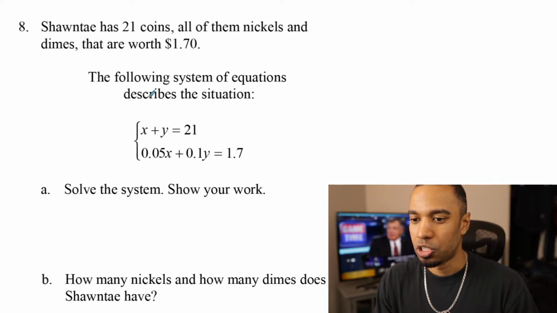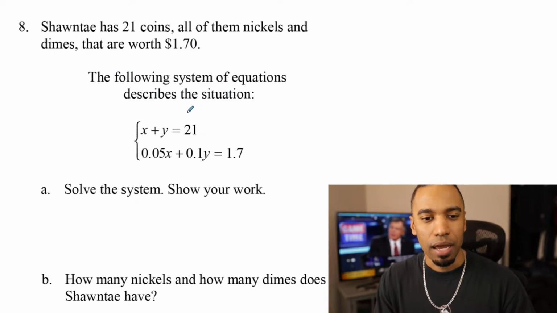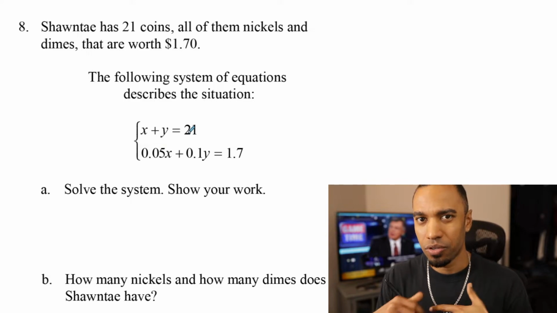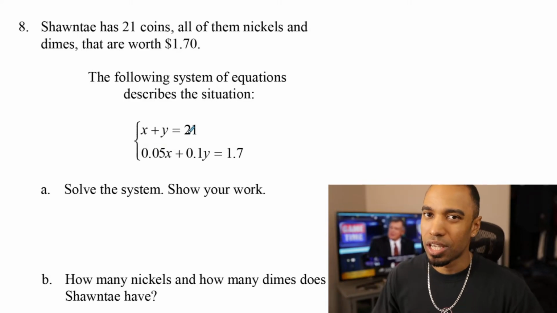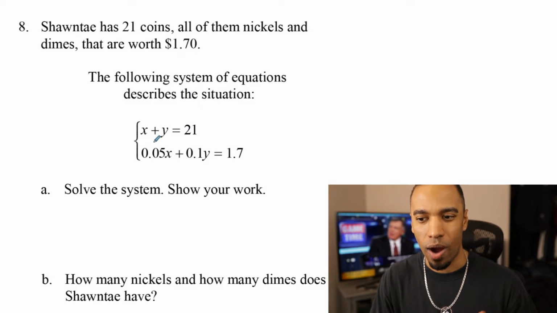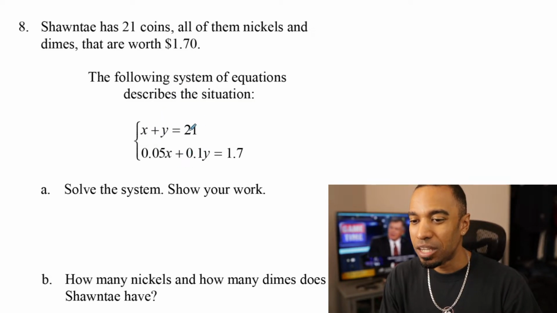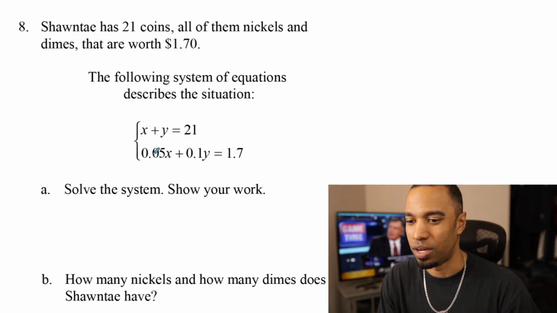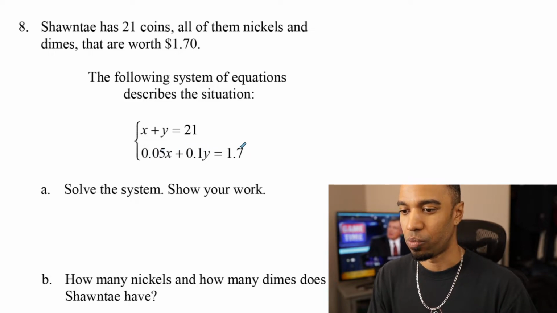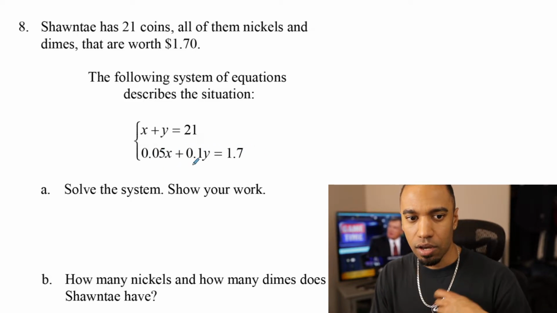$1.70. The following system of equations describes the situation. And I'm going to do a couple of rewrites for this thing because I want you to play with what this says. When we set up word problems in the next unit, I want you to know why this says what it does. But here is the situation. X plus y equals 21, 0.05x plus 0.1y equals 1.7. Solve the system, show your work.